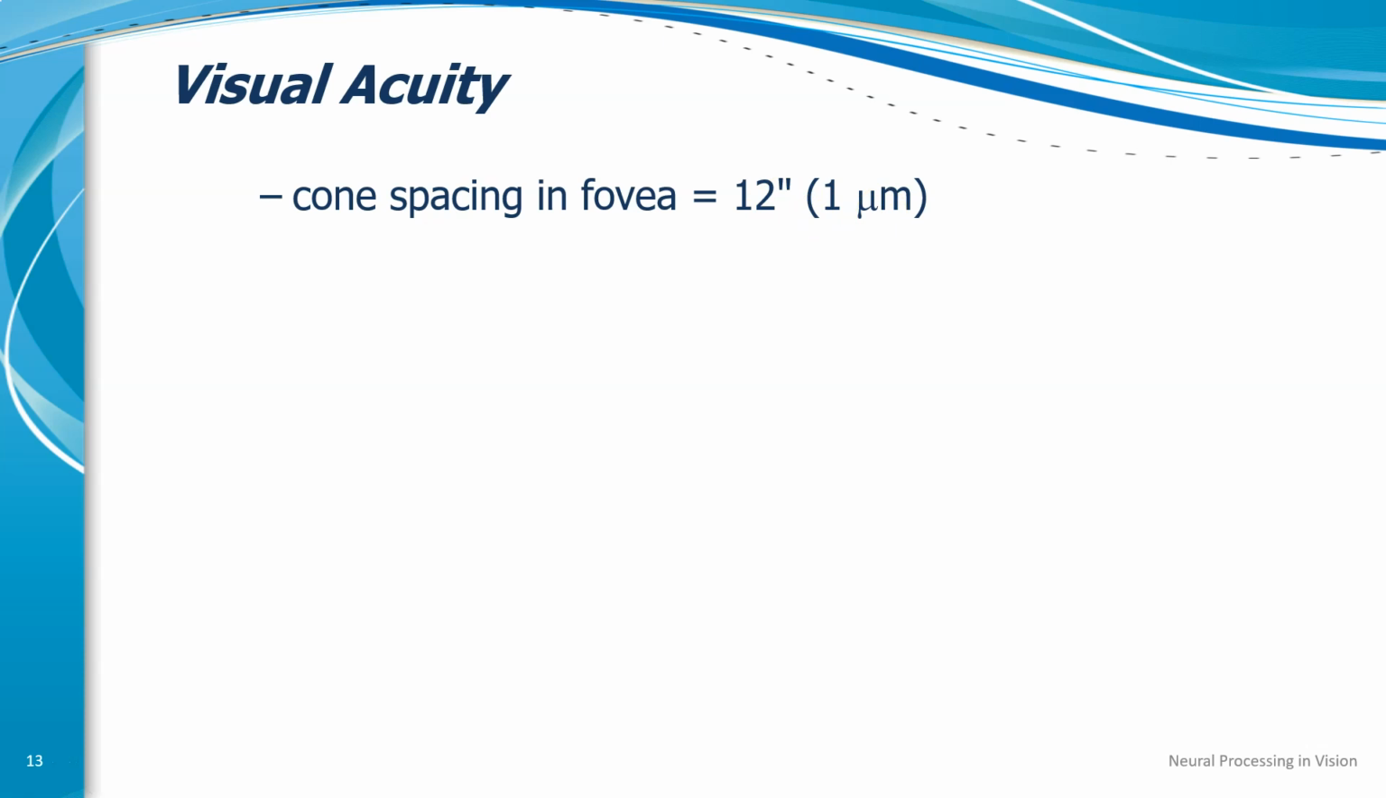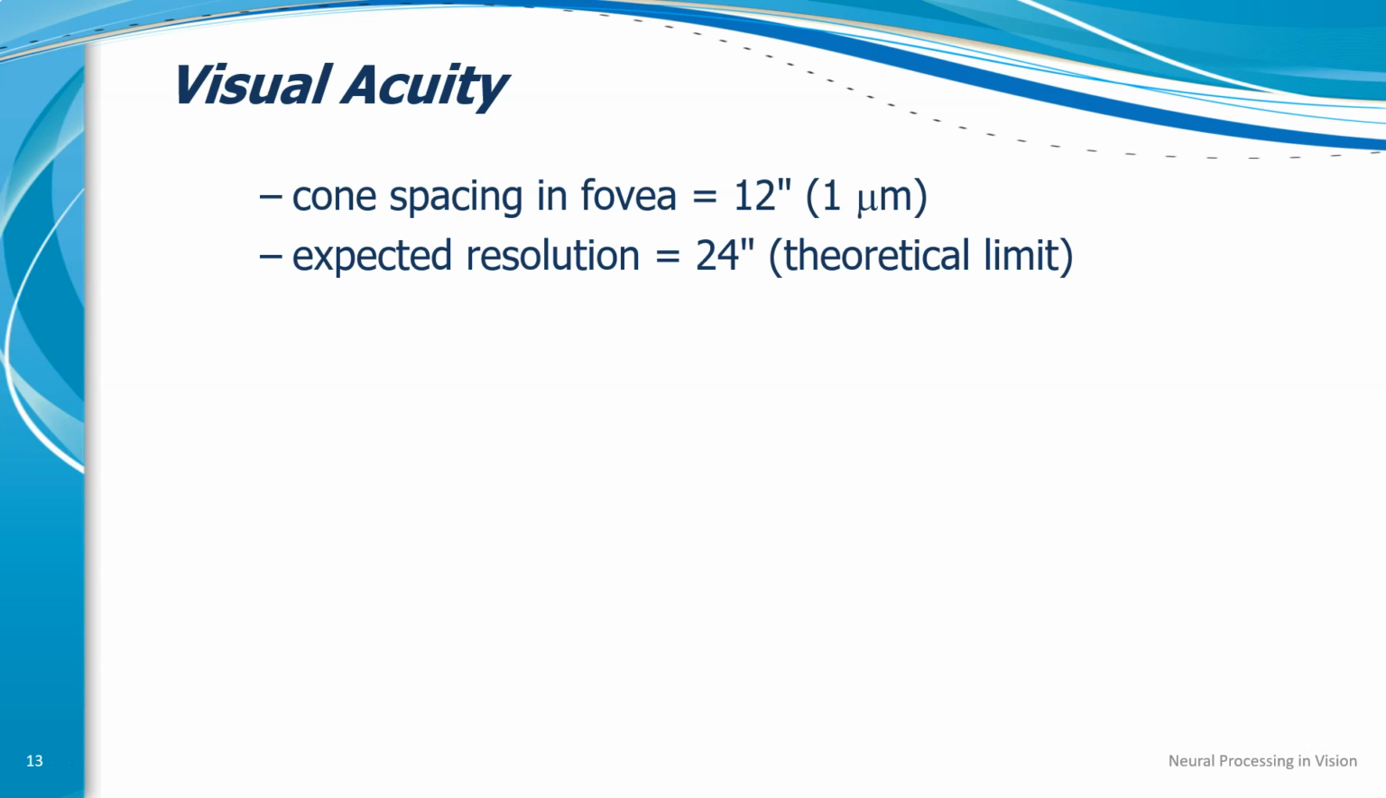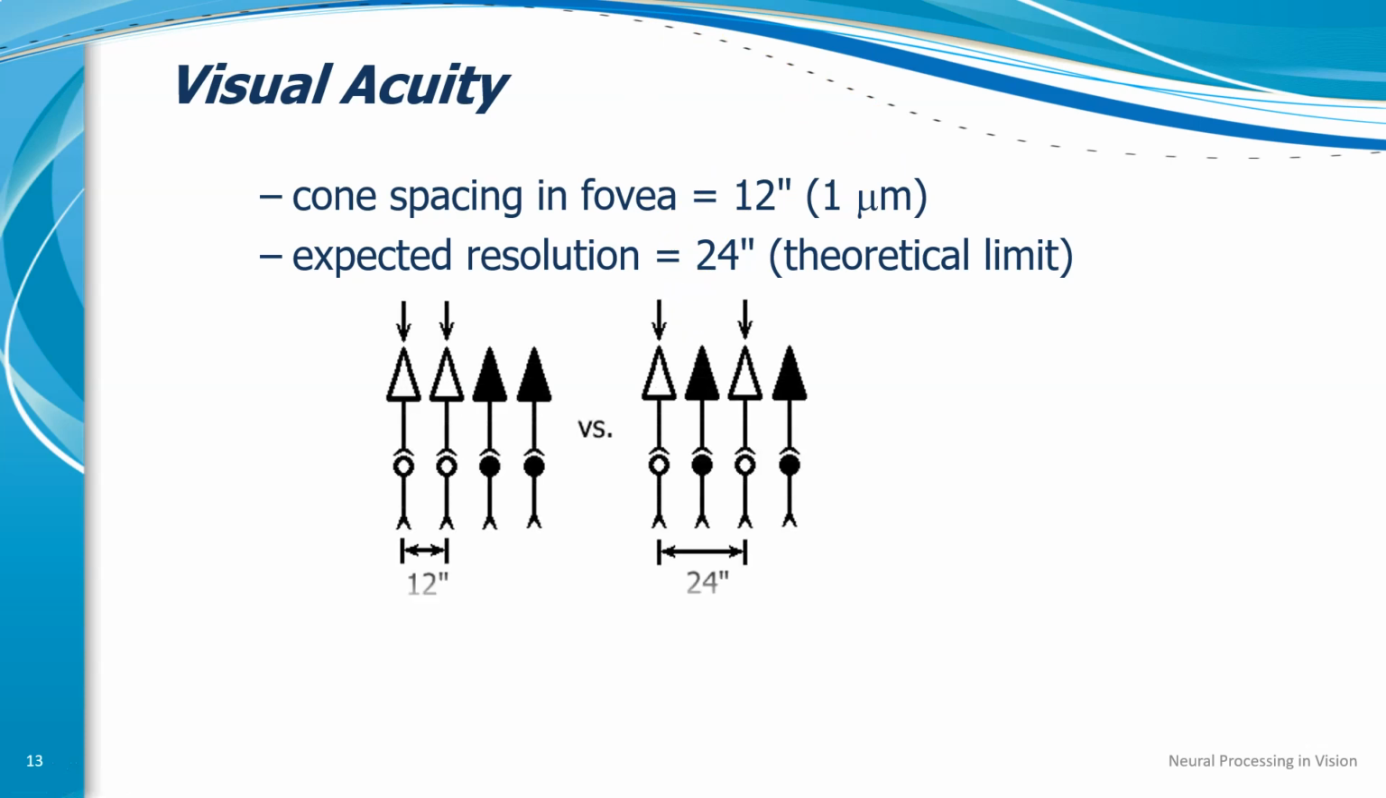Now, based on this number, this gives us the expected resolution, and that is 24 seconds. This is the theoretical limit of our visual receptors, our highest high-resolution vision. And now you're wondering, why did it go from 12 to 24? Okay, let me give you a couple of examples to explain.